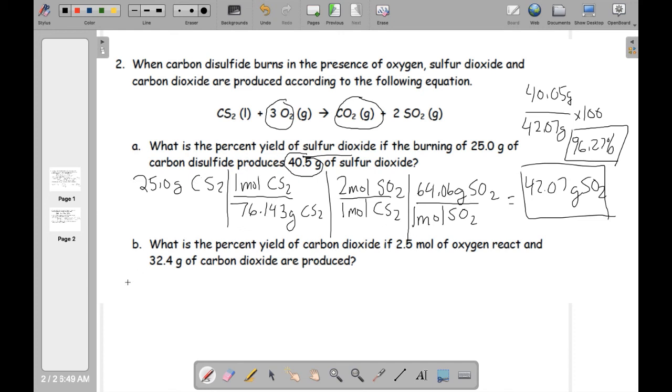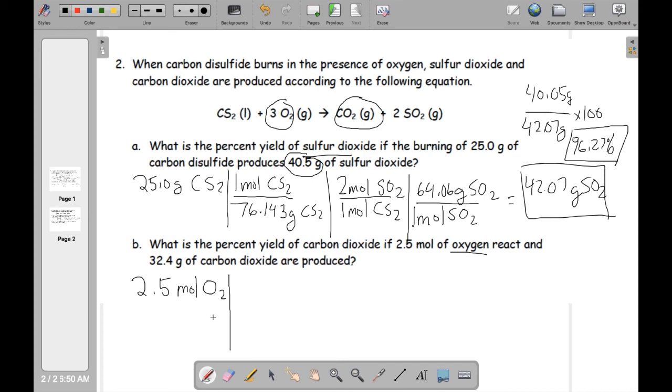So our given is 2.5. Put your given up in the top left corner. 2.5 moles of, it says oxygen here, but keep in mind oxygen is O2. In our equation it's O2. It's diatomic. I've seen students miss this when they convert this to grams. They don't put O2, so their molar mass is off. Be careful with the diatomic gases. Okay, we have 2.5 moles of oxygen.